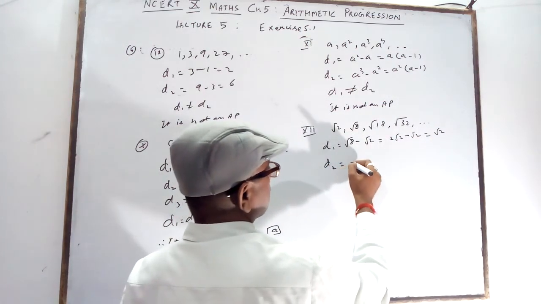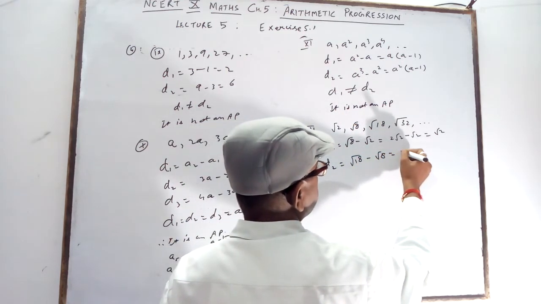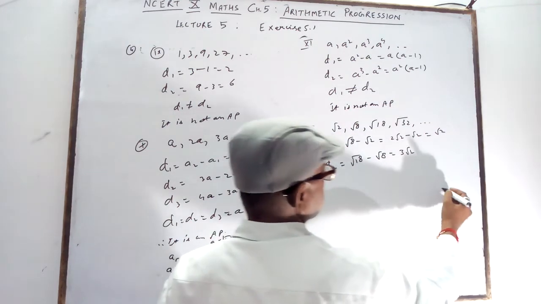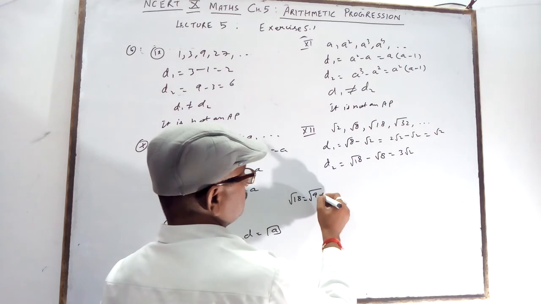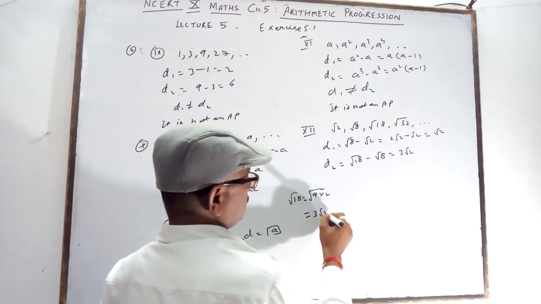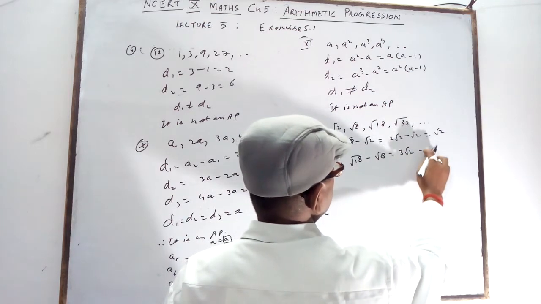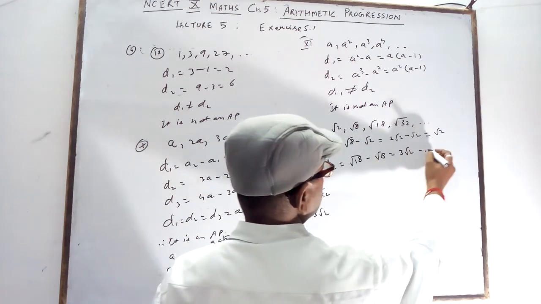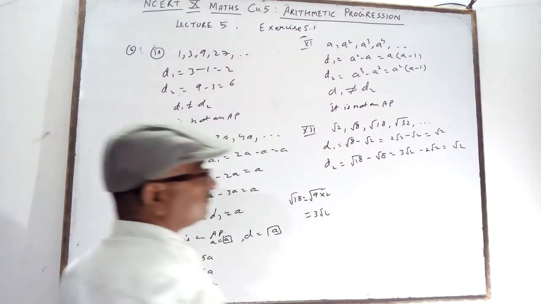d2 is root 18 minus root 8. Root 18 is equal to 9 into 2, that will be 3 root 2. So 3 root 2 minus 2 root 2, since root 8 is 4 into 2 and the square root of 4 is 2. Then your answer is root 2.